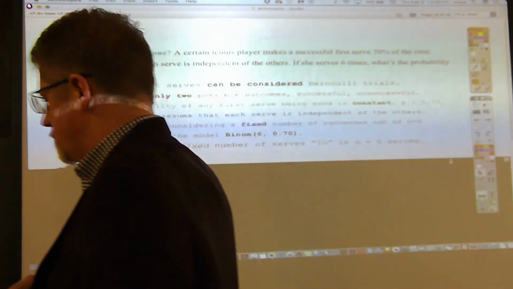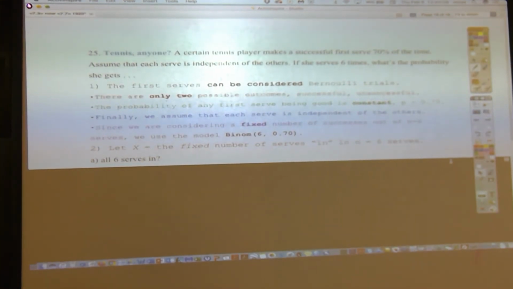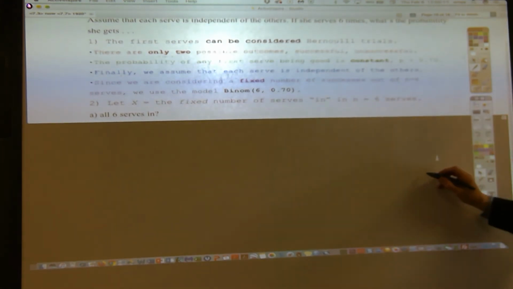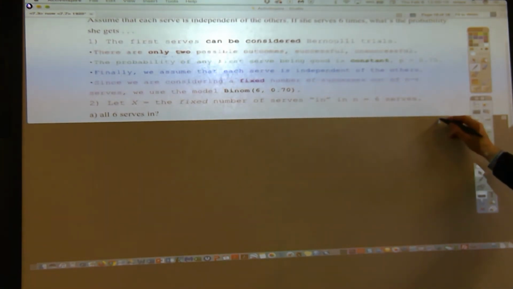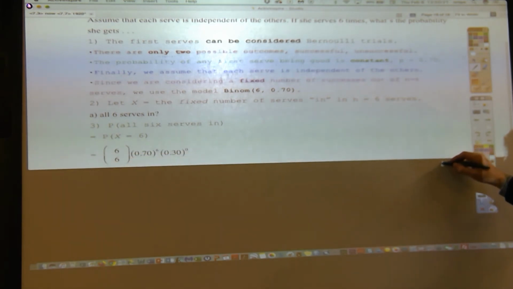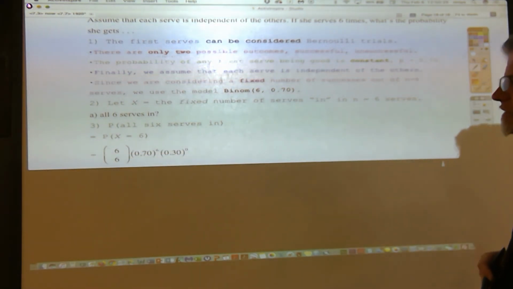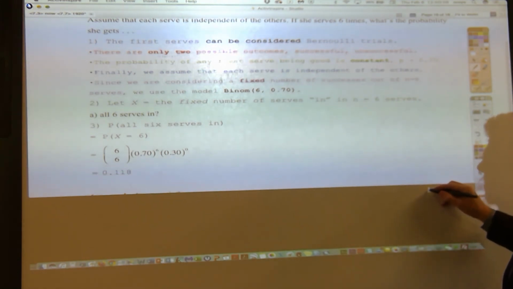Find the probability that all 6 serves are in. I'm sorry, it's already done for you? Yeah. So all 6 serves, let's just review, it's already done. It's the last term, 6 choose 6, times 0.7 to the 6th, times 0.3 to the 0, which comes out to 0.118.